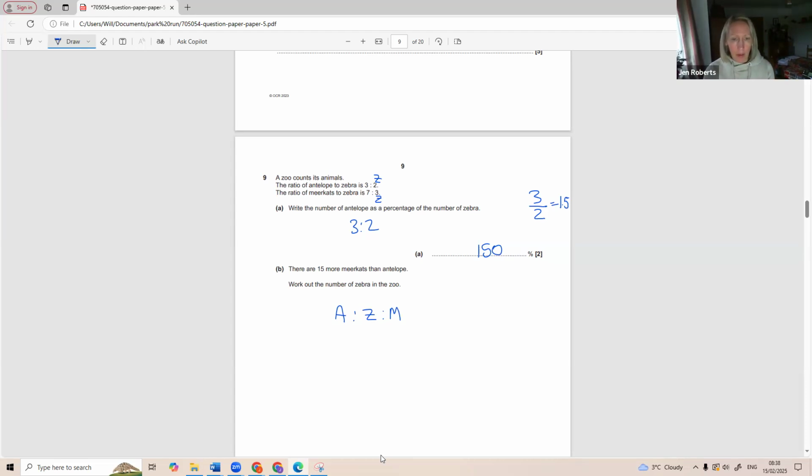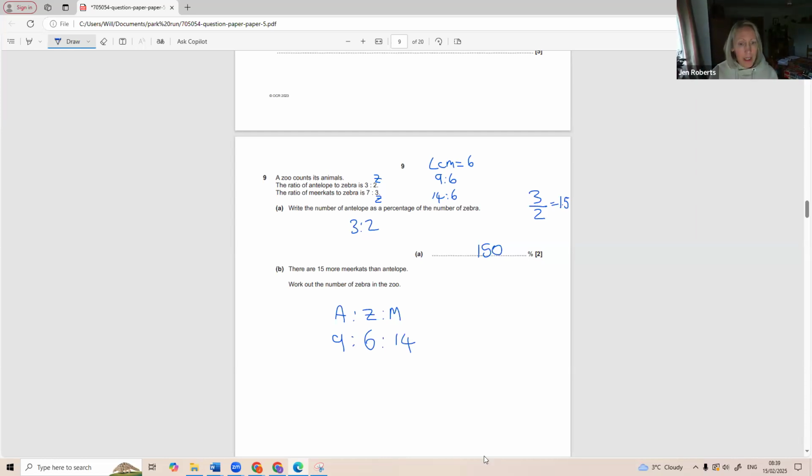So my LCM is 6, so I want to make zebra into 6. So if I make this into 6 for zebra, I'm timesing it by 3, so I have to times my antelope by 3. And here, for my zebra, multiply that by 2, so multiply this by 2. So now my zebra is the same, I can write it as 1 full ratio. Antelope 9, zebra 6, meerkat 14.